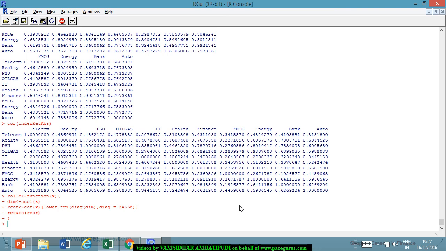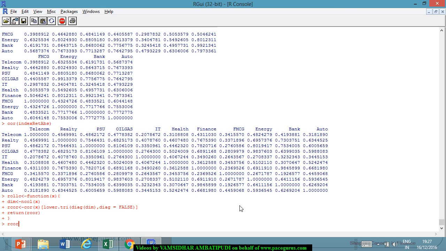So I'll get all these. If there are 11 sectors, I'm getting 11C2. Around 55 correlations are typically coming out. So now I'll do the rollover of all these 55.